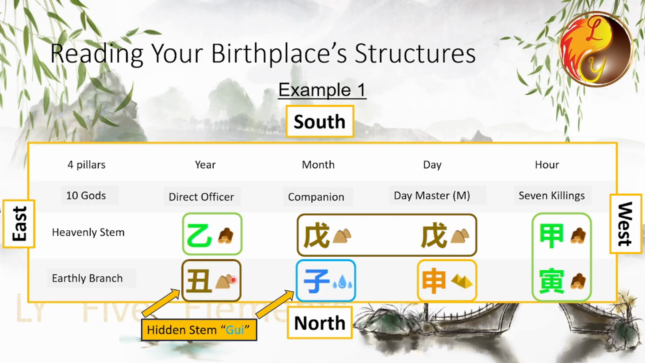What does Chou represent? Chou represents temples, ancestral graves, ponds, and cesspools. Recall that Chou has hidden stem Gui, which means Chou contains water. It represents things with water and soil, such as ponds, cesspools, and wells. Additionally, Chou also represents graveyards. So, to the northeast, where he lived during his childhood, there is a graveyard, pond, well, or temple.